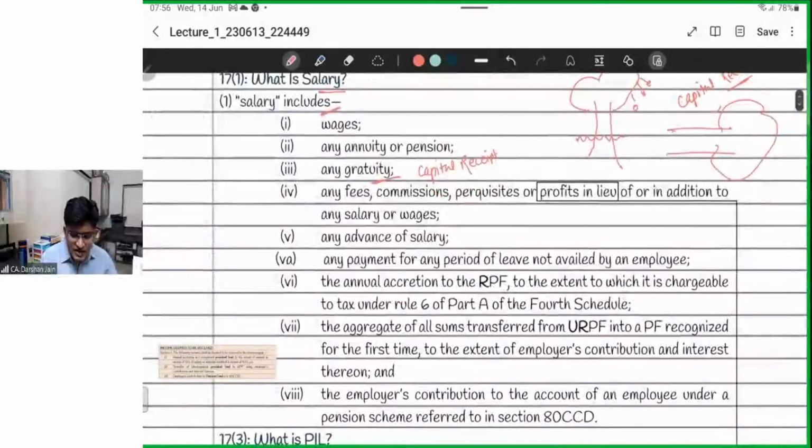Then any fees, commission, perquisite, or profit in lieu of or in addition to any salary or wages. So look at this. Fees, if at all, college has got a professor.